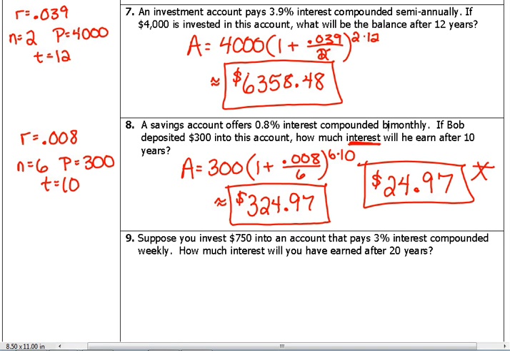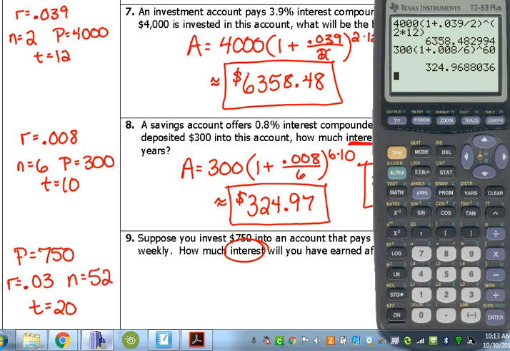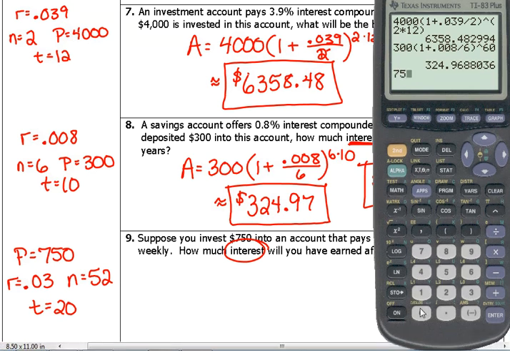Number 9, suppose you invest $750, so P is 750, into an account that pays 3% interest. R equals 0.03, compounded weekly. How many weeks in a year? 52, very good. Here's another one, it's not asking for the balance, it's asking for how much interest you will have earned after 20 years. So 750 times 1 plus 0.03 divided by 52, raised to the parentheses, 52 times 20.